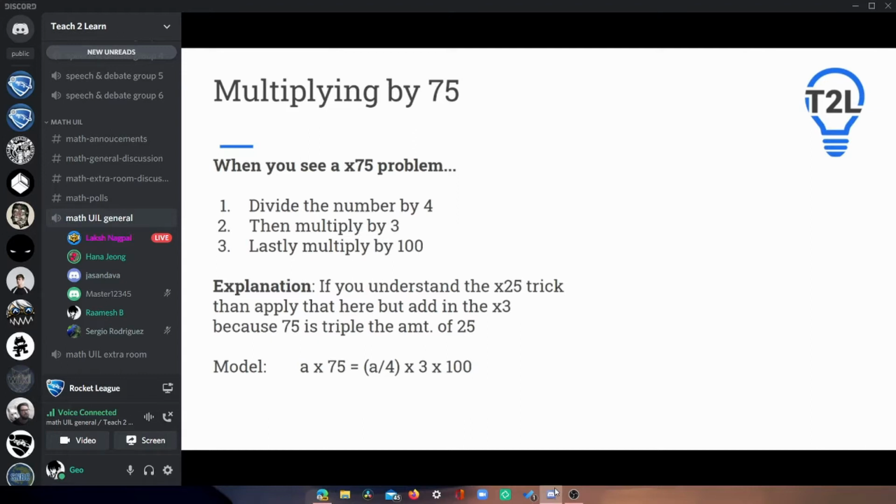So in the example here, 28 times 75, you're going to first divide by 4, so it equals 7. Then you're going to multiply by 3, so it's 21, and then you're going to multiply by 100, giving you the answer 2,100. So it's basically the 25 trick with multiplying by 3 too.